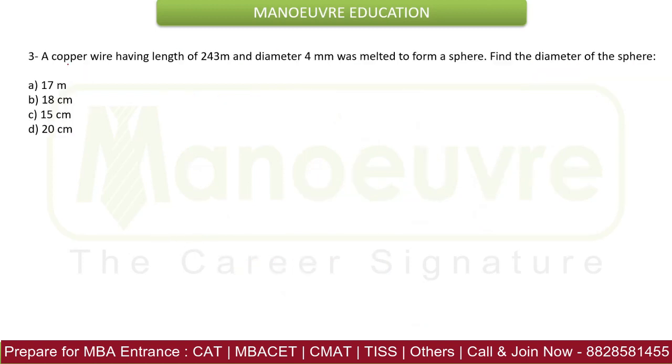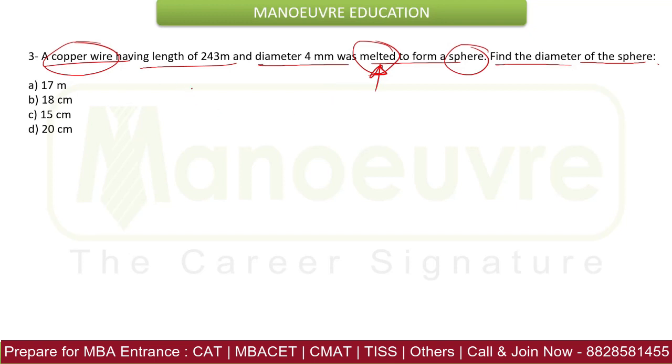The next question. A copper wire having length of 243 meter and diameter 4 mm was melted to form a sphere. Find the diameter of the sphere. Now here copper wire is being melted to form a sphere, and we have to find the diameter of the sphere. Melting makes no difference in volume, so volume of copper wire will be equal to volume of sphere. That is how we can find the diameter of the sphere, by equating the volume of the two.